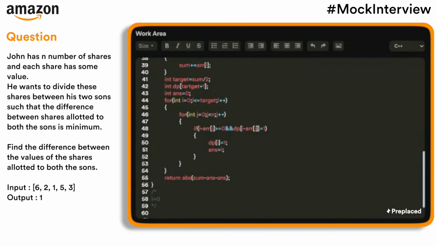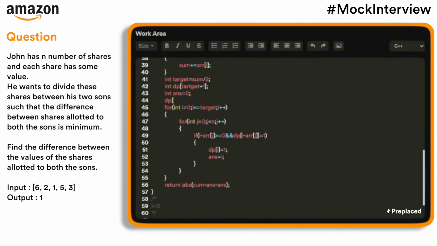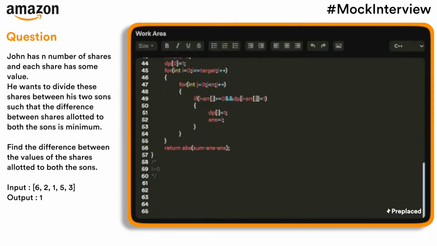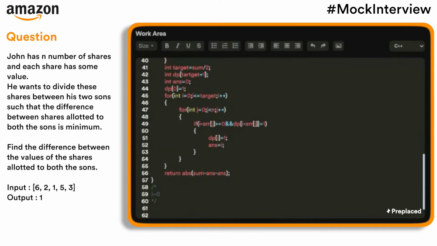For I equals 0, I need to initialize this. dp 0 equals 1. And for I equals 0, the maximum answer would be 0 only. dp 0 equals 1. Oh yeah, 0.